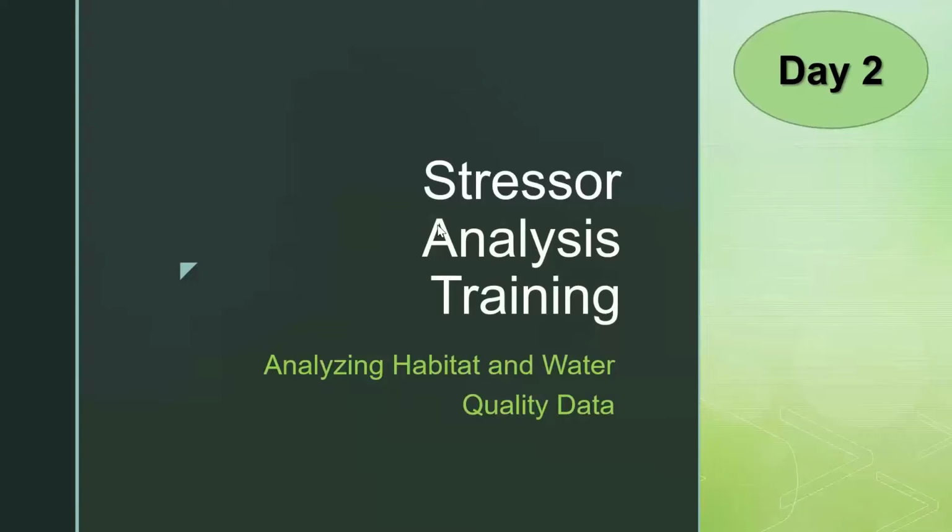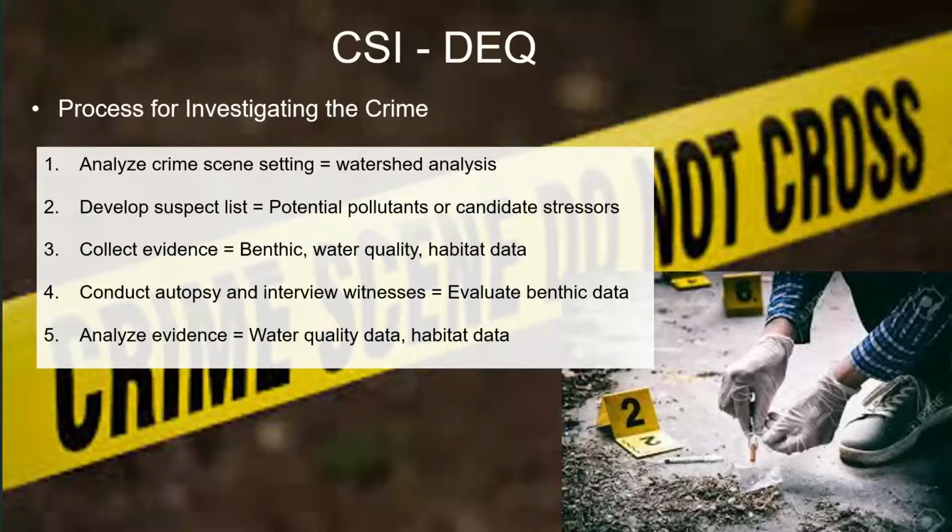Going back to our analogy of investigating a crime scene, we're down to step 5 here, analyzing the evidence. Okay, we've done an autopsy and we've looked at the benthic data itself, but now what other evidence, like water quality data and habitat data, can we correlate with that benthic data to help us identify what some of the stressors might be?